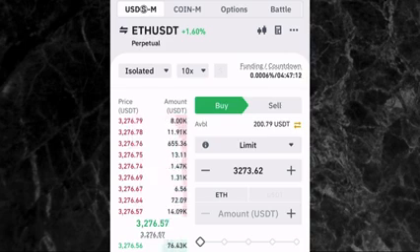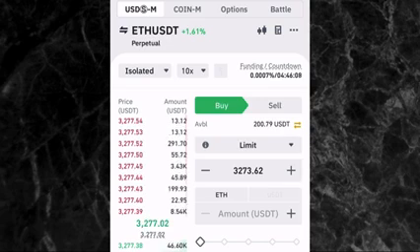Now futures trading is where you buy or sell assets or futures contracts at a predetermined price. In simple terms, what this means is that you are buying or selling assets and predicting the price movement to make profit. So all you are doing is predicting the price movement of different assets on the app.